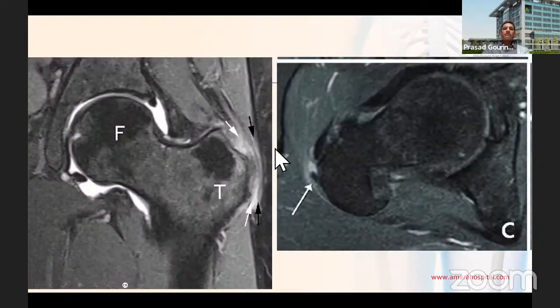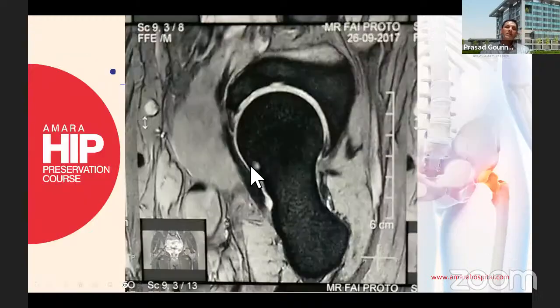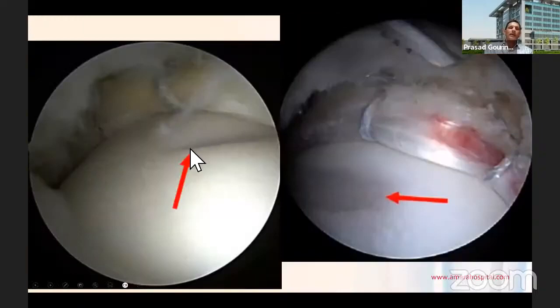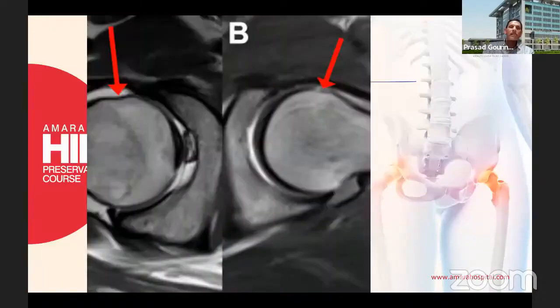MRI can show other soft tissue, like I said, such as gluteus medius tears, trochanteric bursitis, impingement cyst, and labral tears. Here's a clear labral tear in the front from impingement, a subtle convexity of the head causing this labral tear. Here's a divot from impingement that you can see on MRI sometimes and even on X-rays and clinically. Here's a divot on MRI from impingement.